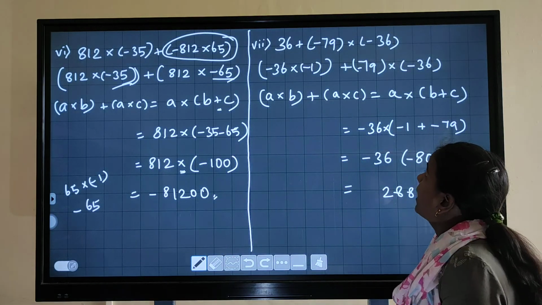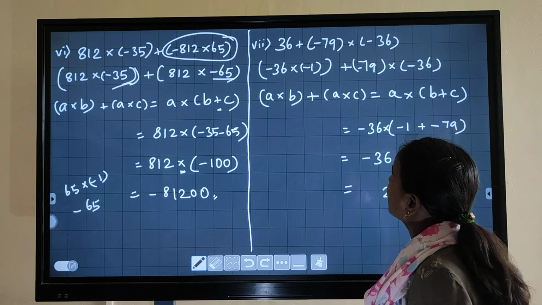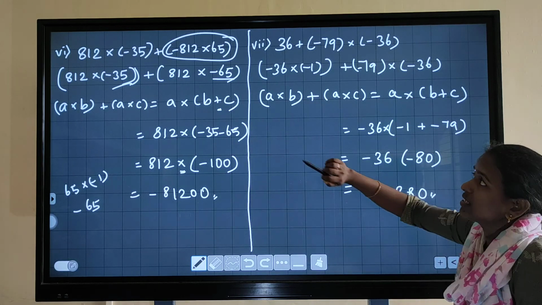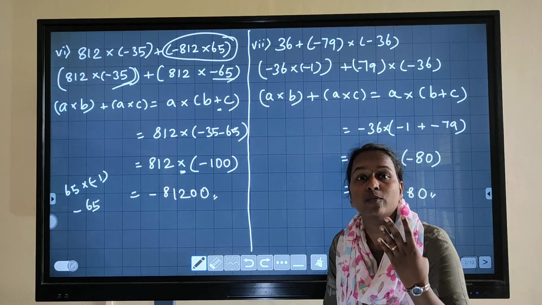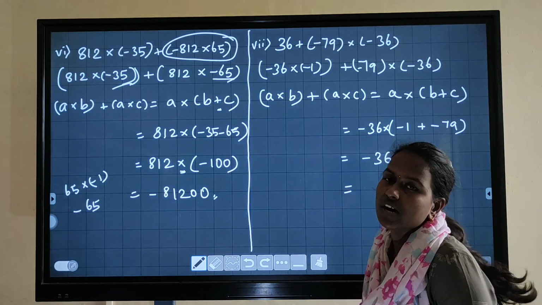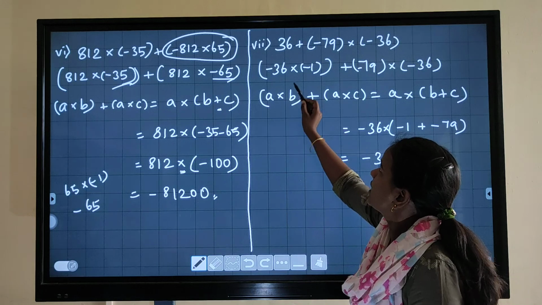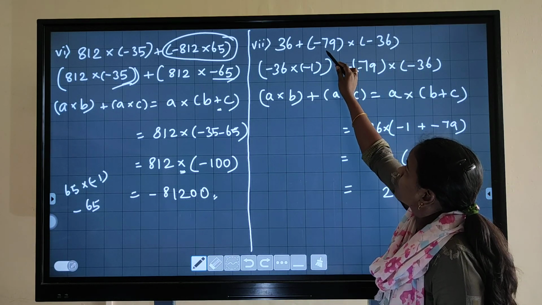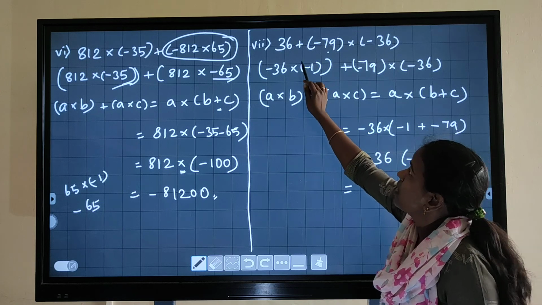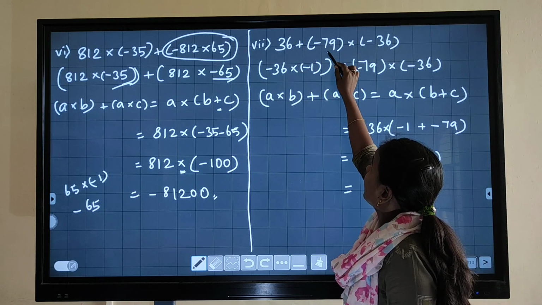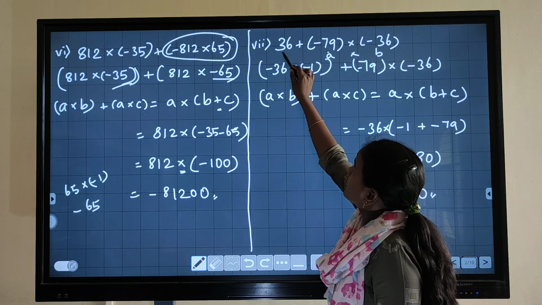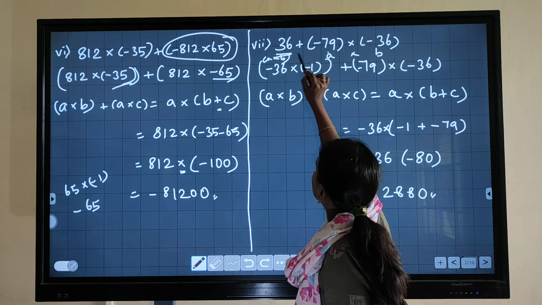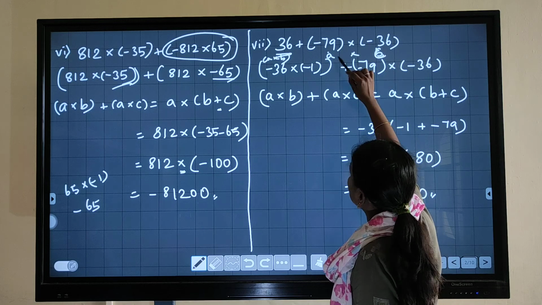See the next sum: 836 plus minus 79 multiplied by minus 36. Only, in the previous question you had 4 terms, but in this question you have only 3 terms. See, here minus 36 is given, and minus 36 multiplied by minus 79 is given. Plus, this looks like A multiplied by B. See, this term is equal to A multiplied by B. This looks like A multiplied by C.